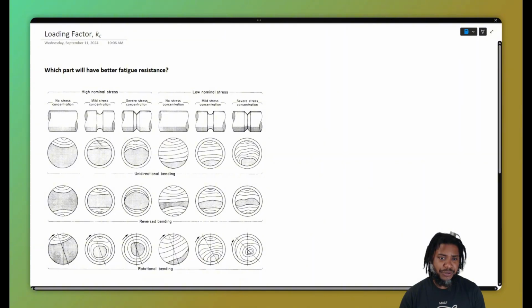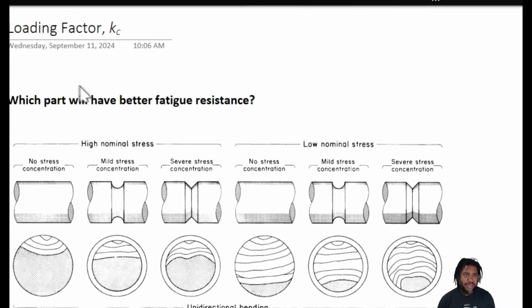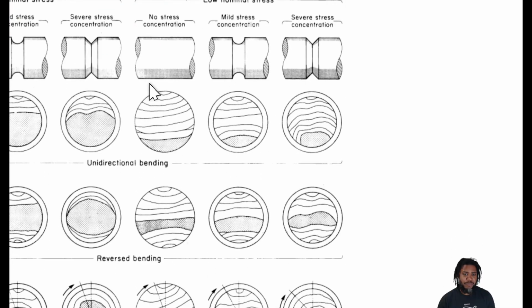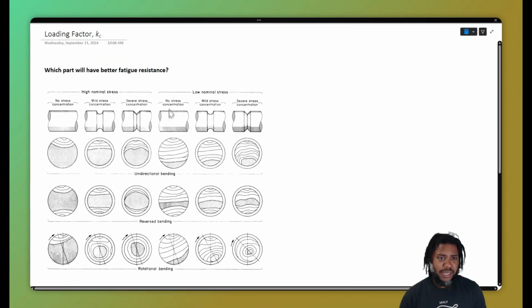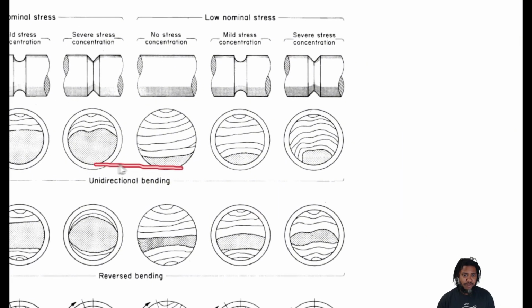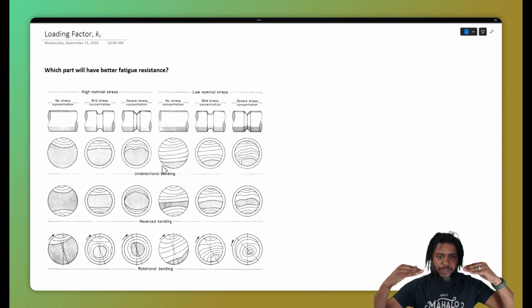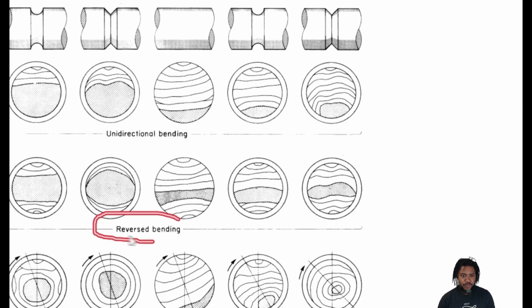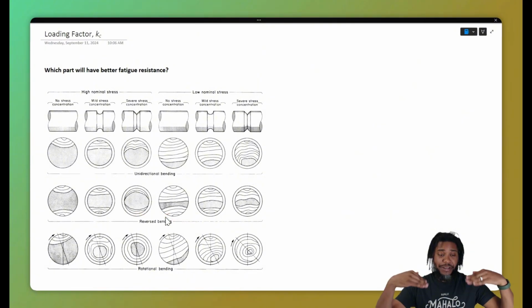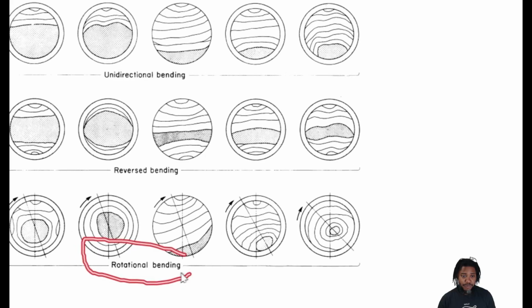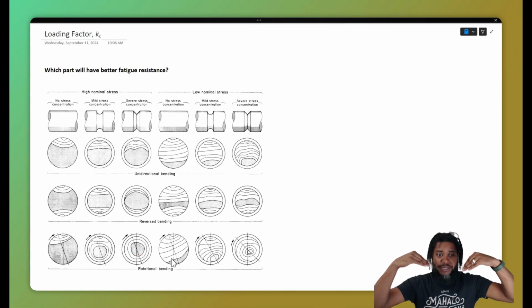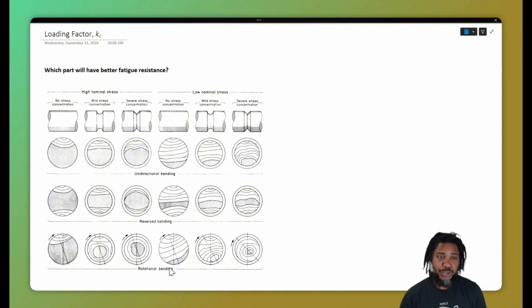And the question here is, for the load factor, which part will have better fatigue resistance? Let's consider the case of a part that has uniaxial bending. So we're bending in one direction, we're unloading. Let's consider the case of a part that has reverse bending. We're bending back and forth, up and down, up and down. And then let's consider the case of rotating bending, where we have it bent and we are spinning our part. It is a rotating part. Which of these scenarios do we think will have better fatigue resistance?